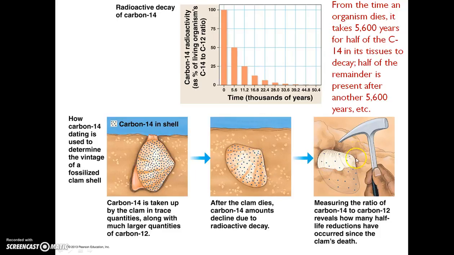And then when people are discovering these preserved fossils, you can measure the ratio of carbon-14 to carbon-12, and that will reveal how many half-life reductions have occurred since the clam's death. I would also like to note that these blue dots within that clamshell represent the amount of carbon-14 that's still present. So this is just one example of how radiometric dating can work. Of course, depending on the specimen and depending on how old it is, you can look at different isotopes besides just carbon-14.